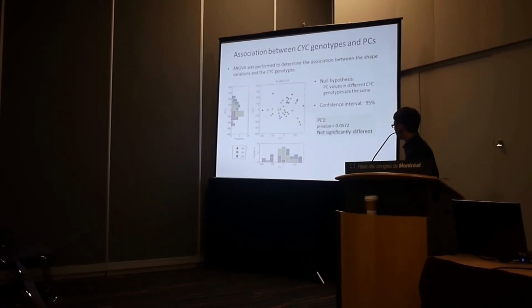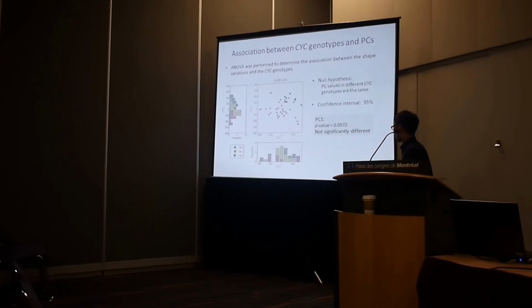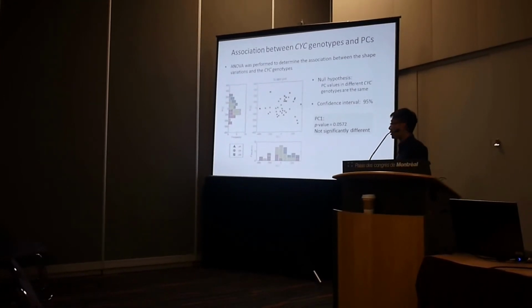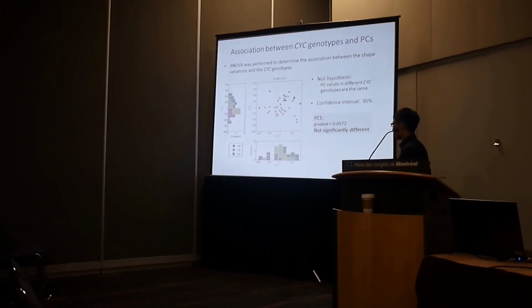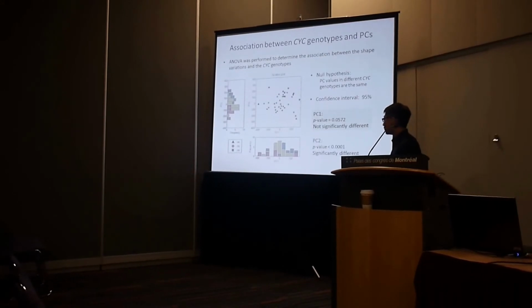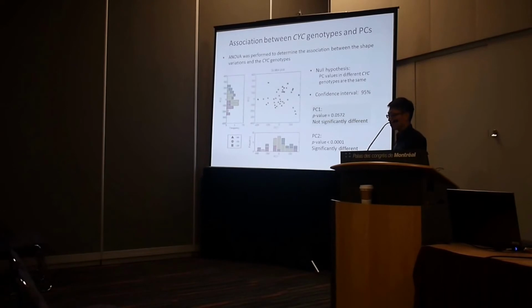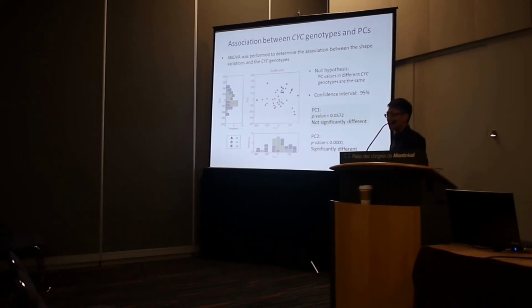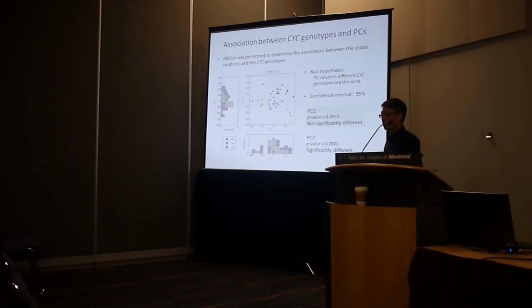For the result of PC1, you can see the p-value is larger than 0.05. So PC1 is not significantly associated with site genotype. And for the result of PC2, the p-value is extremely small. So it indicates that PC2 is significantly associated with site genotype.